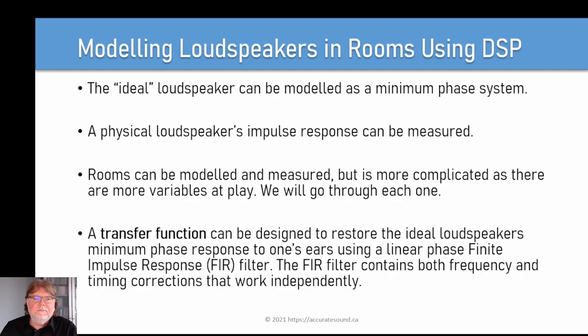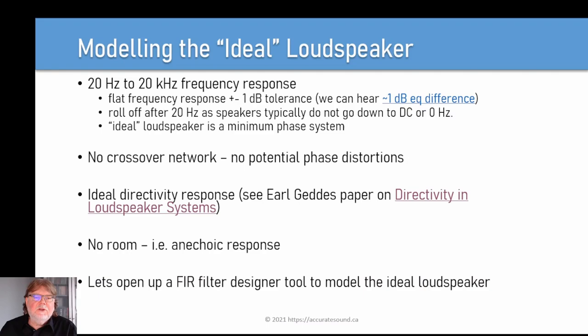How do we model the ideal loudspeaker? We want to look at its specifications. So, it's generally agreed upon that 20 to 20 kilohertz is the frequency response that we're interested in. A flat frequency response, plus or minus 1 dB tolerance, as we can hear a 1 dB EQ difference, and that link points to a study that I did that shows that you can hear a 1 dB EQ difference.